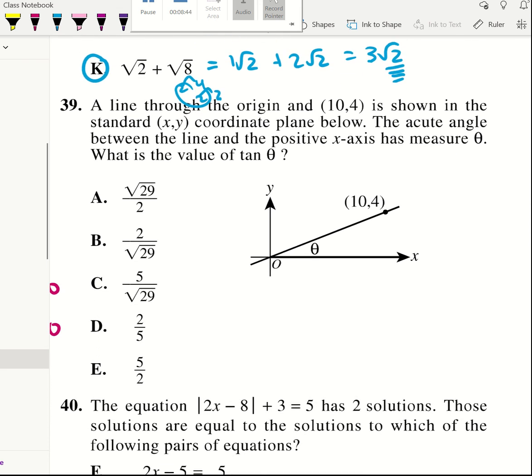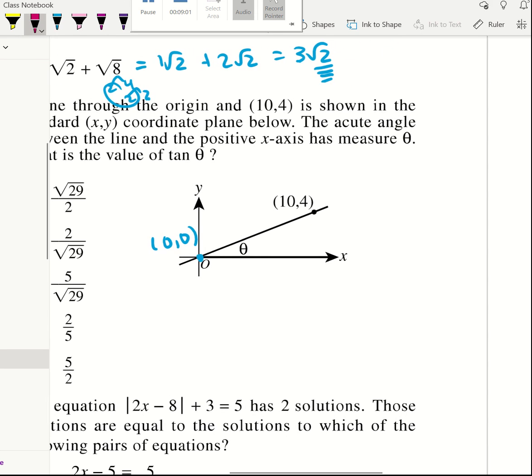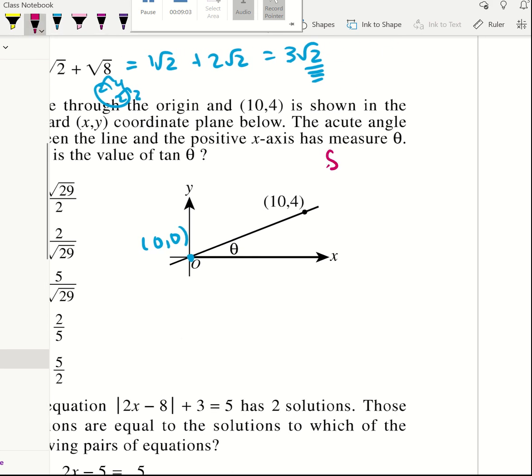Number 39, we have this line that goes through the origin at the point (0,0). It also goes through the point (10,4). We can see that below. We want to try to find the value of the tangent of theta. Theta is just a variable. If it really freaks you out, you could change that and move that to x. Well, for most of you, you're probably familiar with thinking about sine, cosine, and tangent by using SOHCAHTOA.